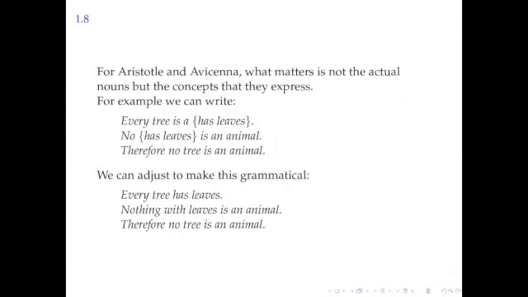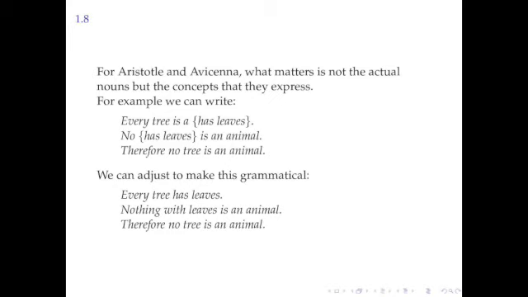Now, for what is going to come later, it's very important to note that for both Aristotle and Avicenna, what matters is not the actual nouns, but the concepts that they express. For example, as an example for celarent, we could also write, every tree is a has leaves. No has leaves is an animal. Therefore no tree is an animal. Where has leaves is a concept of a kind of thing, and trees are all examples of that kind of thing.